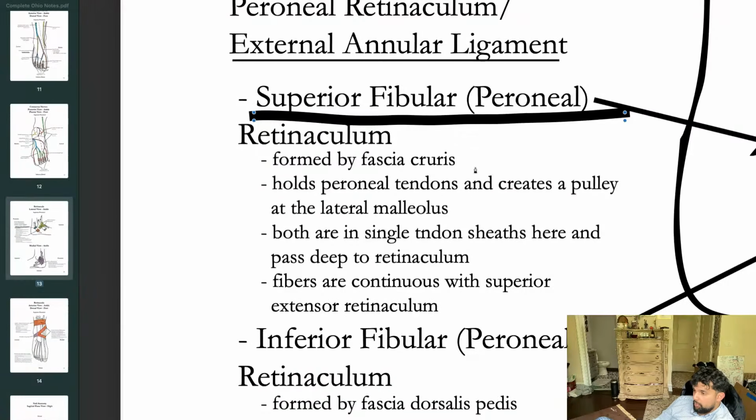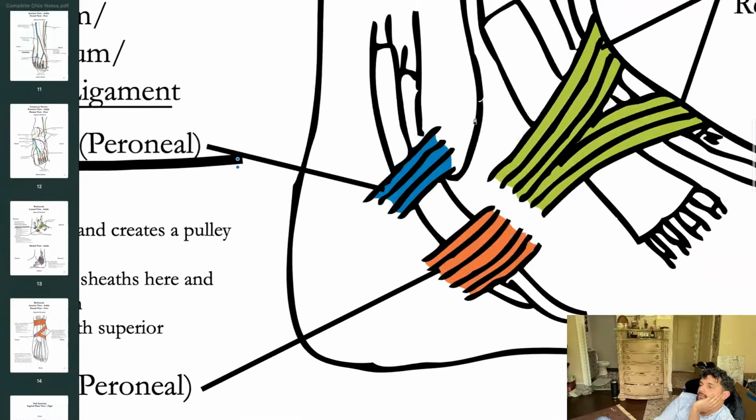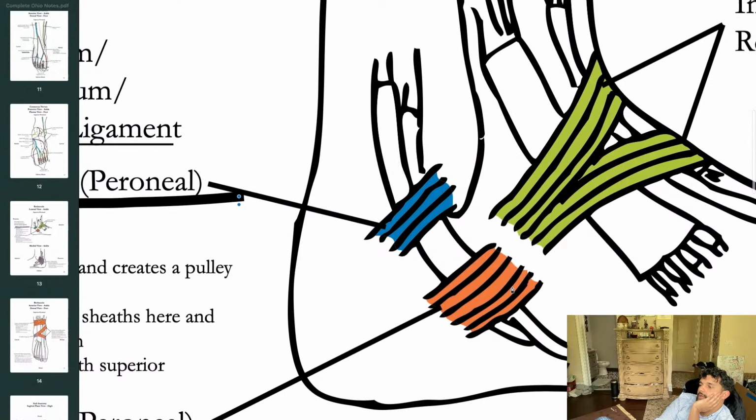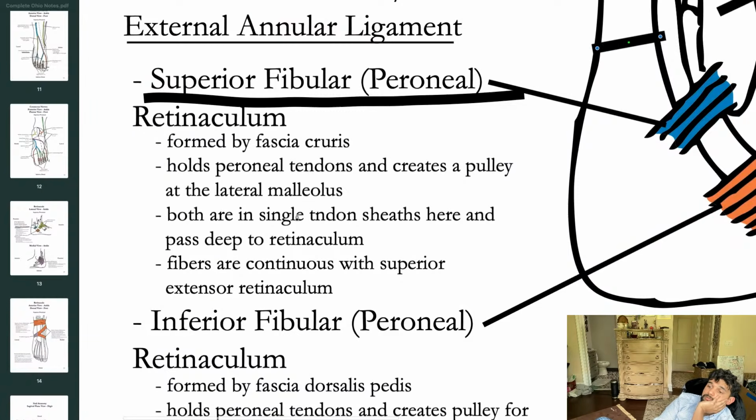That's true. Both are in a single tendon sheath, and pass deep to the retinaculum. Yes, true. So you see the peroneals coming down all the way here. This is the superior peroneal retinaculum, inferior peroneal retinaculum. Anteriorly, you're going to have the fibularis brevis. Inferiorly, you're going to have the fibularis longus. So that's actually important.